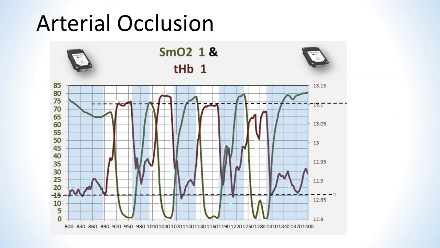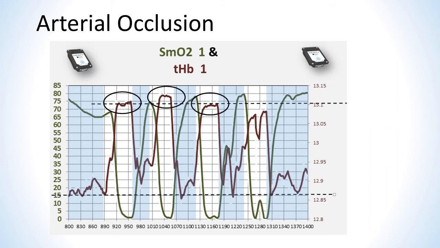This graph shows arterial occlusions during isometric contractions. The blue shaded areas indicate the rest between loads. Again, time is on the horizontal axis. The vertical axis shows SMO2 on the left and THB on the right.